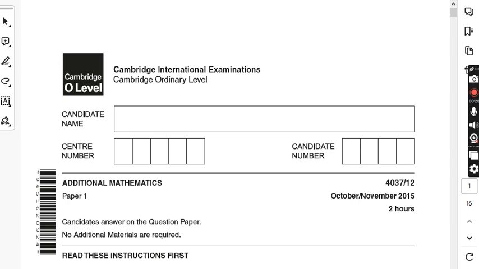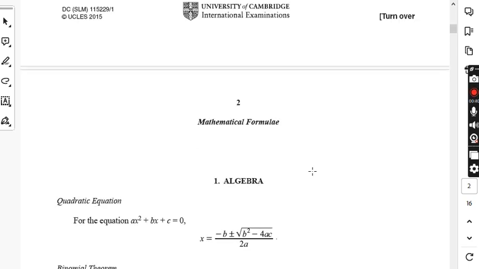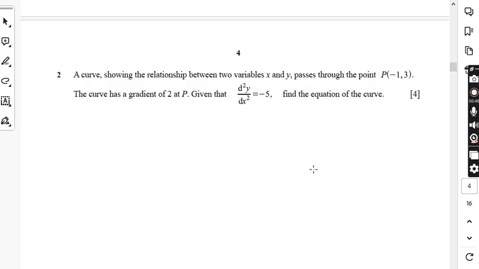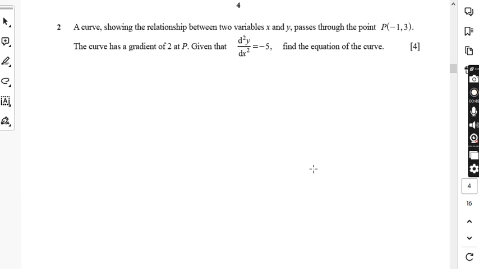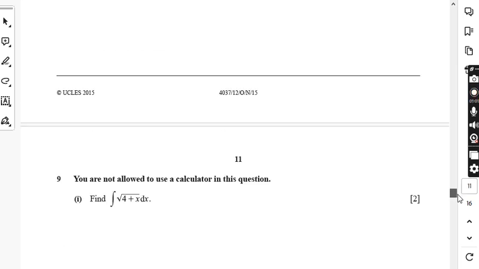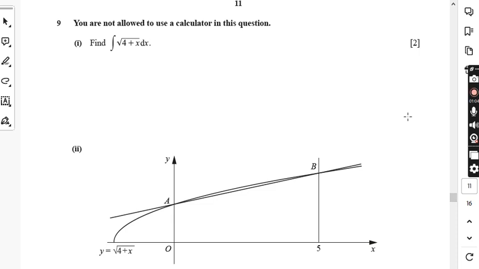Students, in the last lecture we did question number 2 from past papers October-November 2015 paper 1-2. We are doing past papers of integration from different years nowadays. The topic is integration. Today we are going to do question number 9 of the same paper, which also belongs to the topic integration.